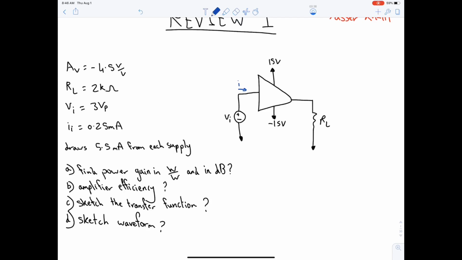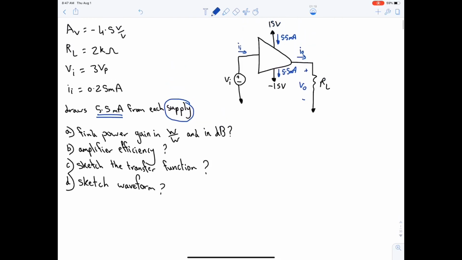So this is the input current and this is the output current, right? And here we have a V output. The question also says that there's a current that draws 5.5 milliampere from each supply, which means that there's a current on each supply. What is the supply? We said that the power supplies are these, correct? So here the current is 5.5 milliampere.